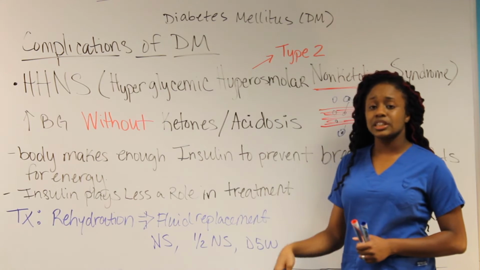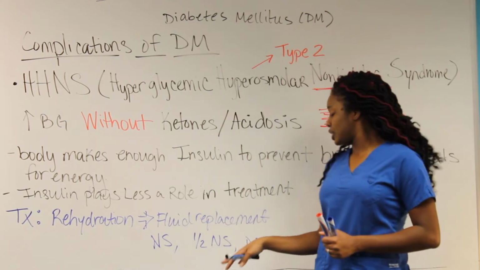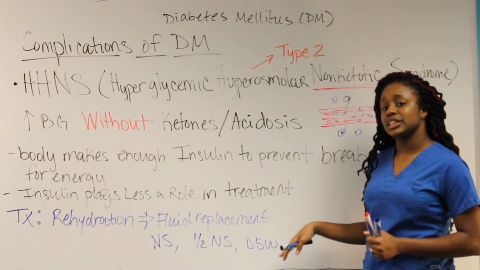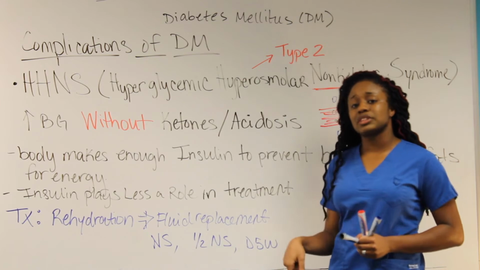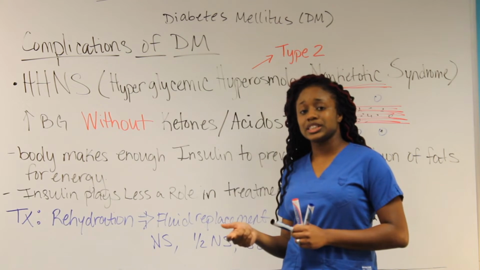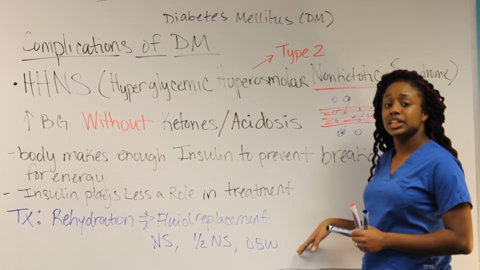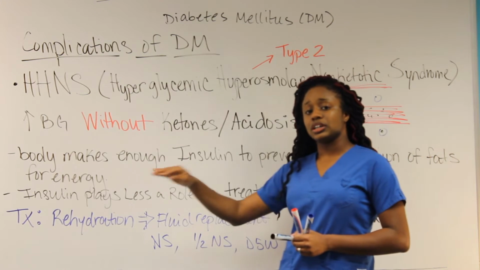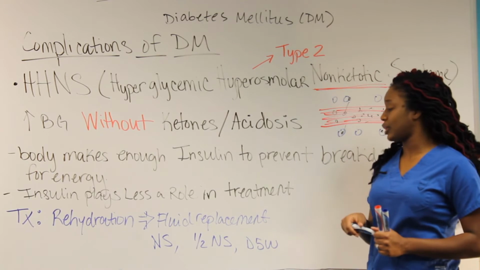You can do half normal saline. And once you do either, or whatever the doctor orders, then you can go ahead and give D5W afterwards, just so that way you don't bottom out that patient and they become hypoglycemic. You want to make sure that they're still able to get the sugar they need, so that way they can have an even level of blood glucose in the blood, okay?